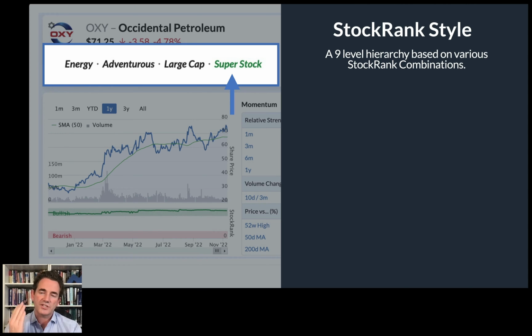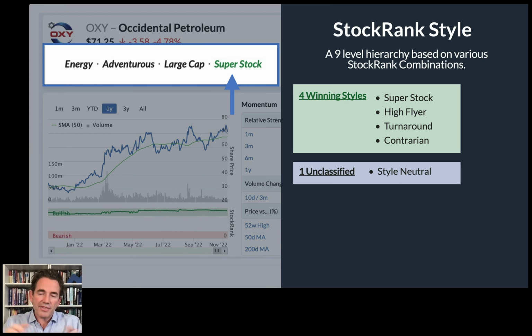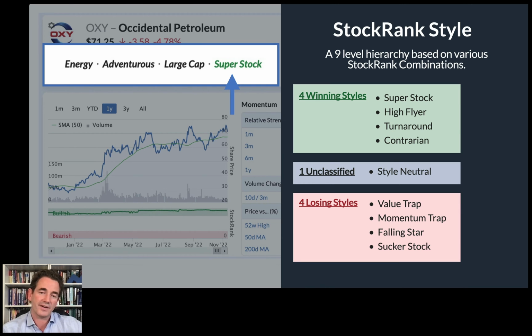The next classification is the StockRank Style. This is a 9-level hierarchy, and it's based upon the stock ranks. I'll explain all of these in turn, but we've got 4 winning styles which are color-coded green. And these are super stock, high flyer, turnaround, and contrarian. And I will show you the fingerprint of their stock ranks and how they come about in a moment. There is about a third of the market which is unclassified. So we've got about a third of the market in winning styles, a third unclassified, and a third classified in losing styles: value trap, momentum trap, falling star, and sucker stock.